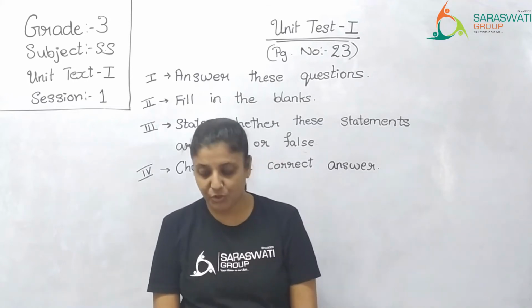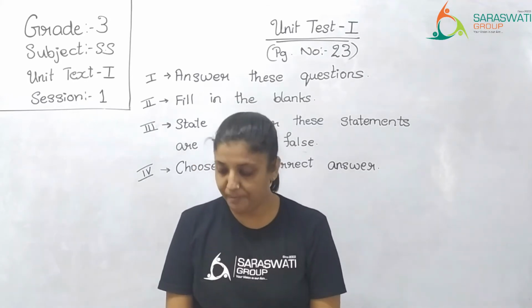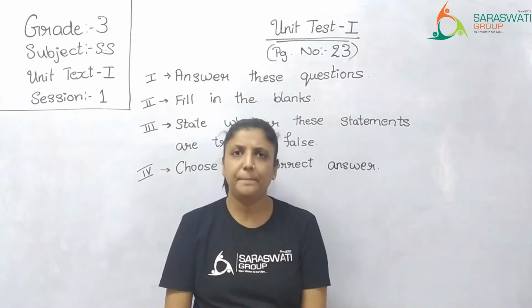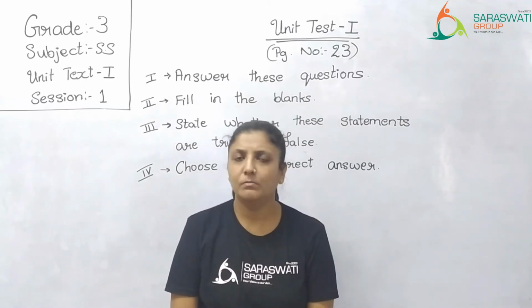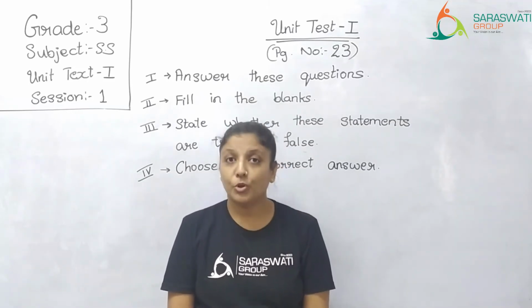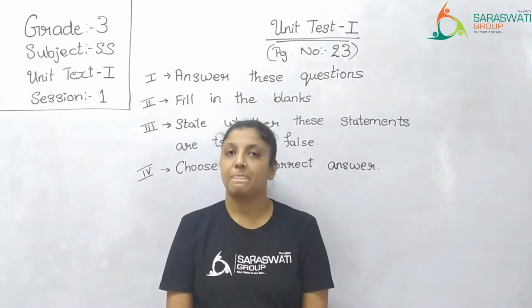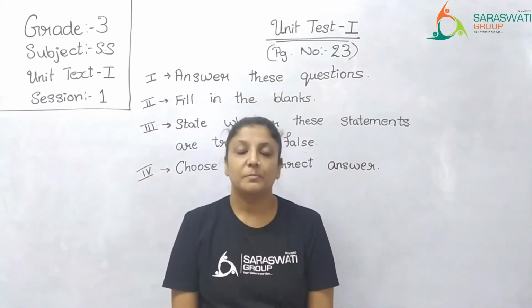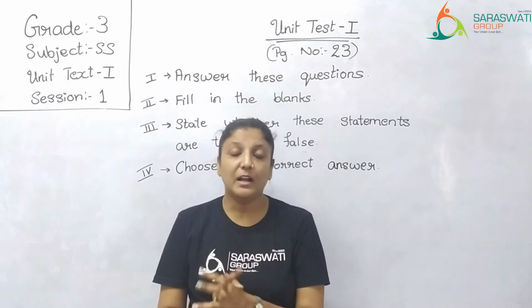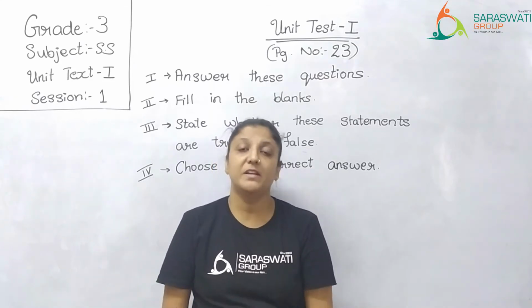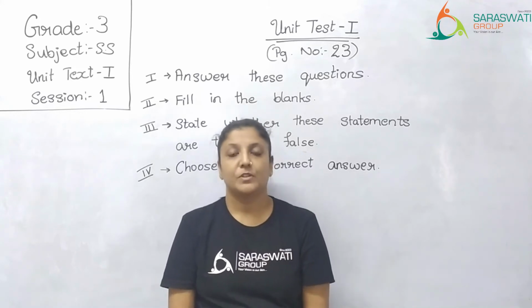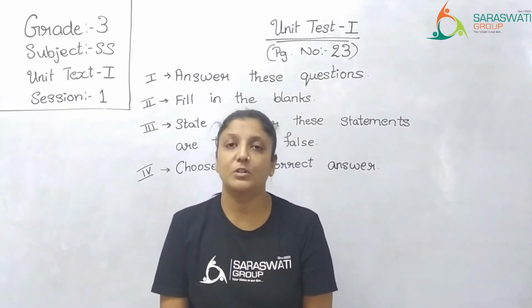Next, number 2. A book of maps is called a globe. What do you think? No, this is also wrong. Book of maps is called atlas. And globe is a small model of the earth. It is not a book. So this is a wrong statement. So again write false.